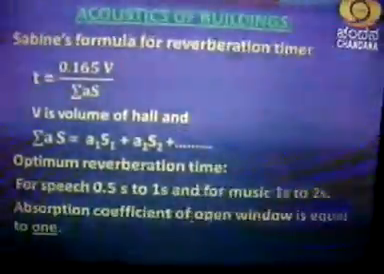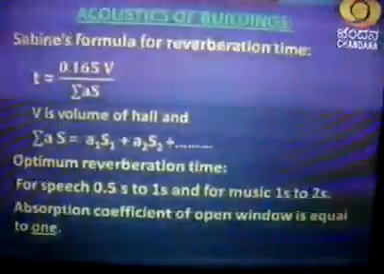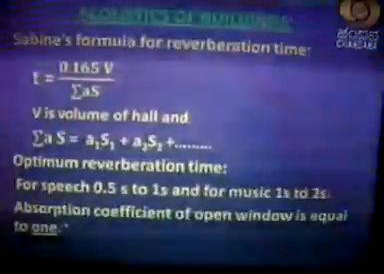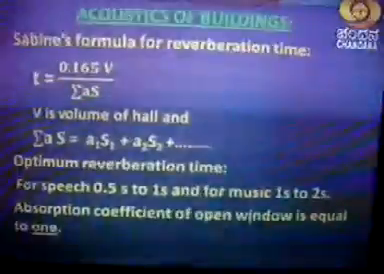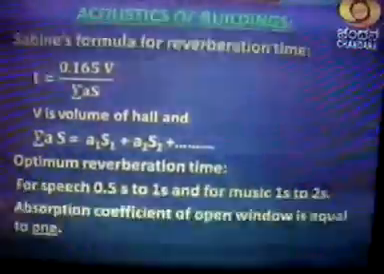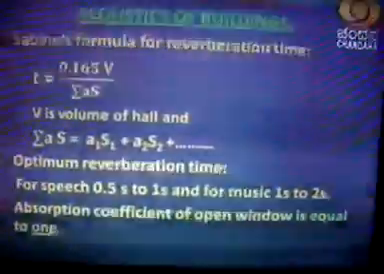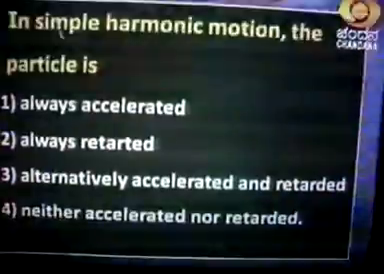The absorption coefficient of an open window is equal to 1, that is, the ratio of the intensity of sound absorbed to the intensity of sound incident on the open window, which absorbs all the intensity incident on it. Therefore, the absorption coefficient of an open window is 1. Next, coming to the problem section, I'll discuss some important problems.